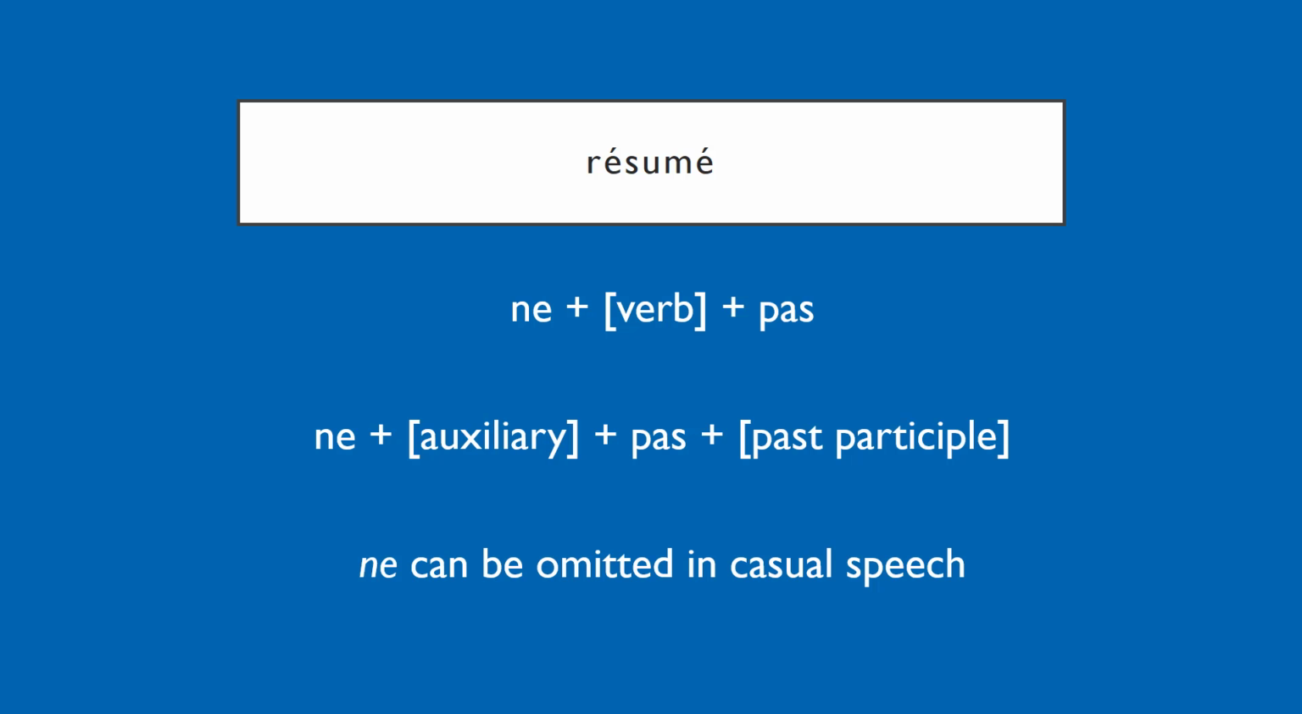Rather than saying je n'aime pas les pommes, you can say j'aime pas les pommes, but that's only in casual speech. If you're writing or speaking in a more formal context, you must include that ne.